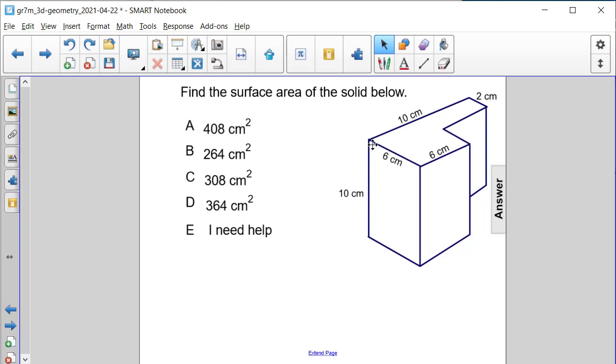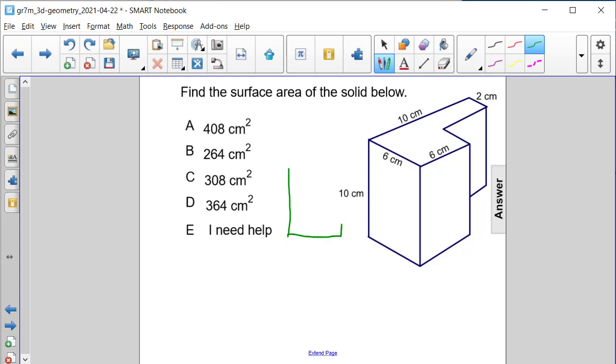Find the surface area of the solid that is shown. Now this is an interesting one. This one's not a usual shape that we generally see. So it will help to draw the net of this.